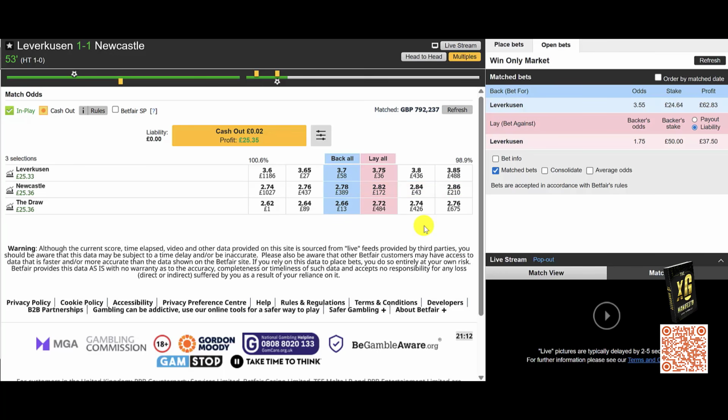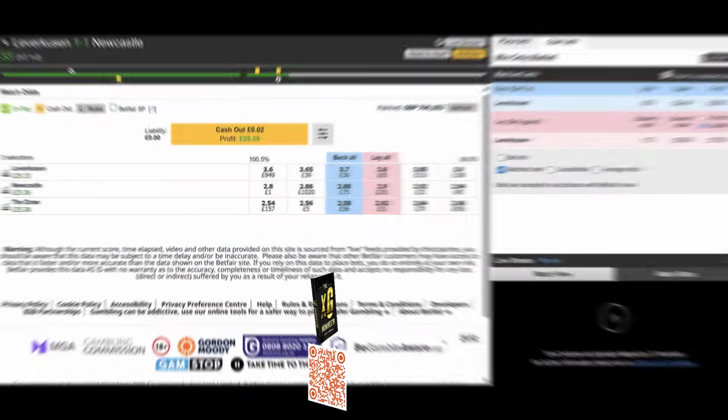Remember, I'm not watching this match. I'm not sitting there watching it for hours or flicking around different screens, different streams to try and work out if Leverkusen are playing good or playing badly and if we should go against them. The numbers are there. It's very clear cut. It's very easy to understand. Even a baby could do this. Leverkusen 1, Newcastle 1. We're out with a profit very, very quickly.